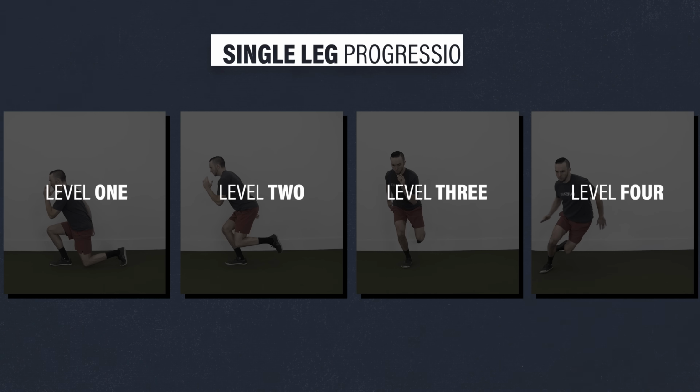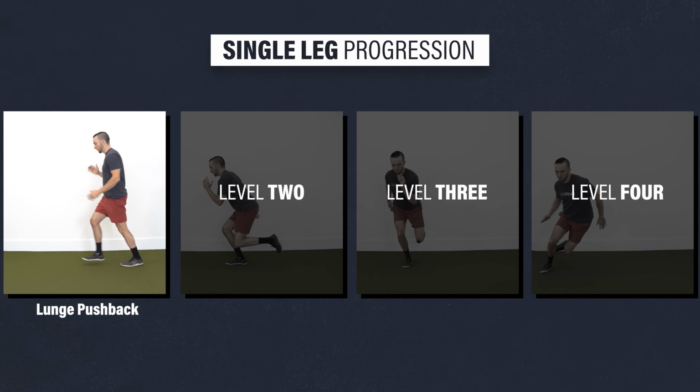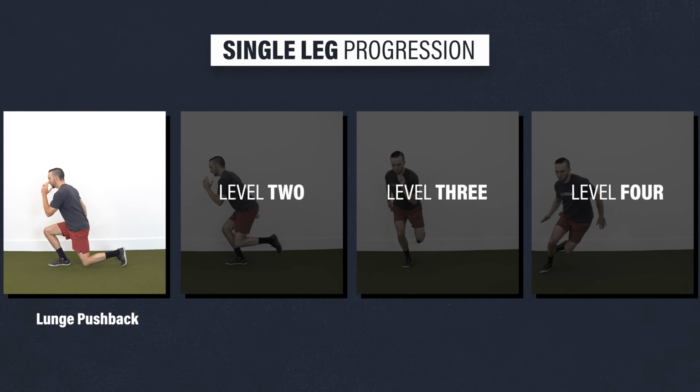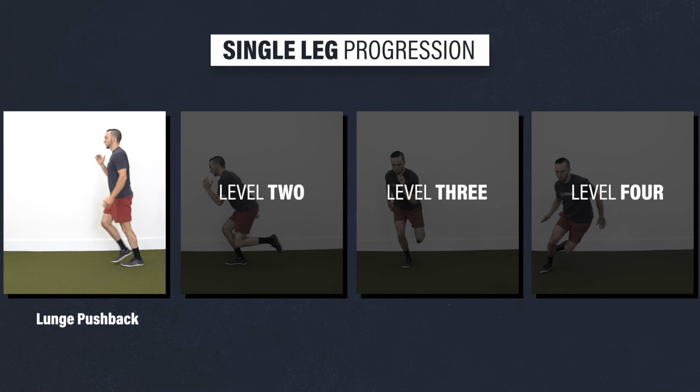Option 2, single leg progression. Level 1, lunge pushback. Start with your feet together and step forward as if you're performing a lunge. Control the deceleration with your forward foot and then push back to the start.